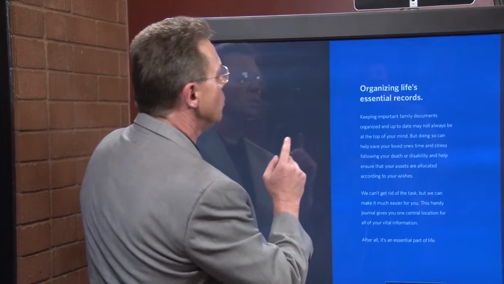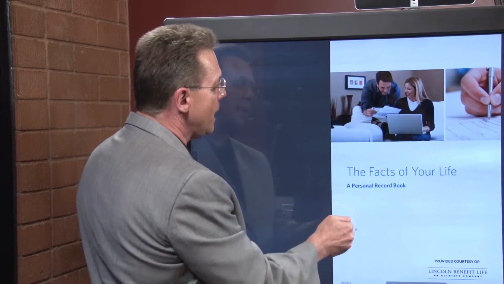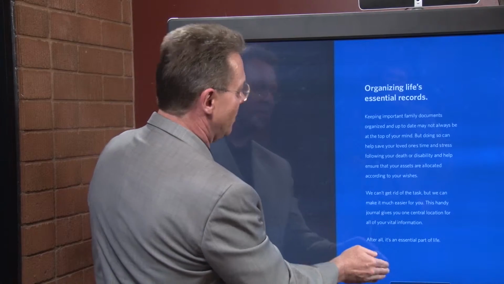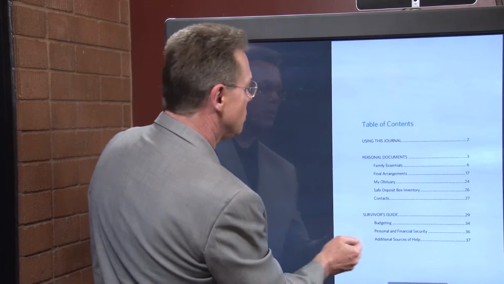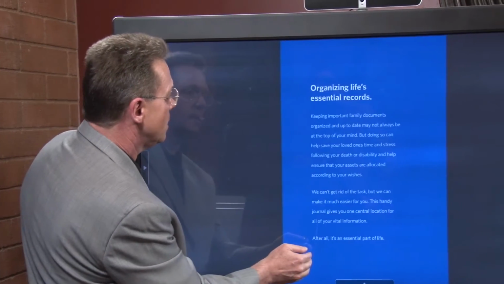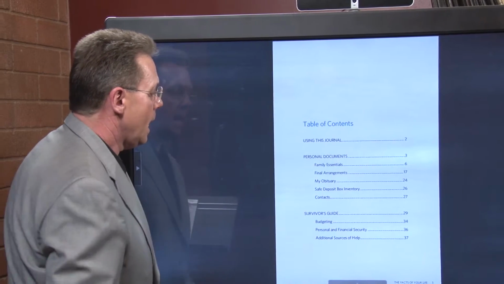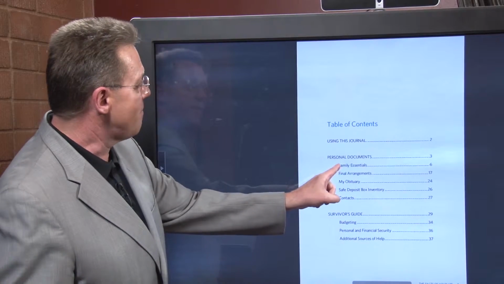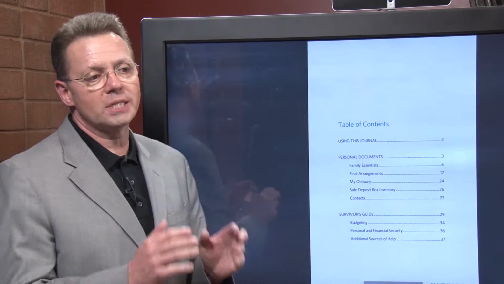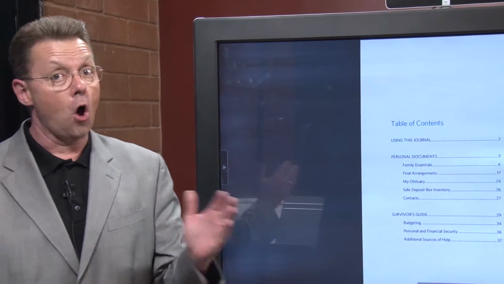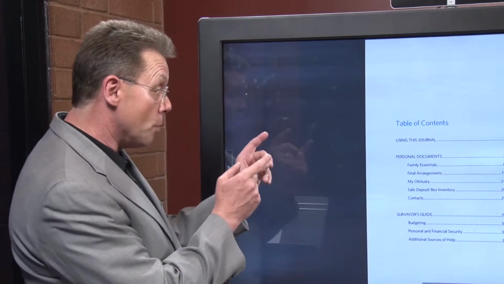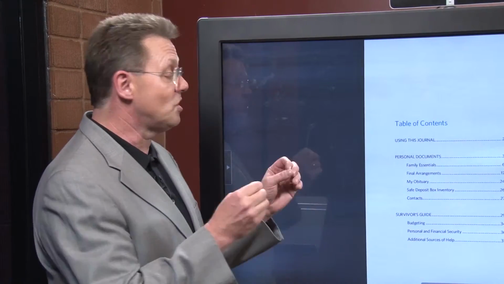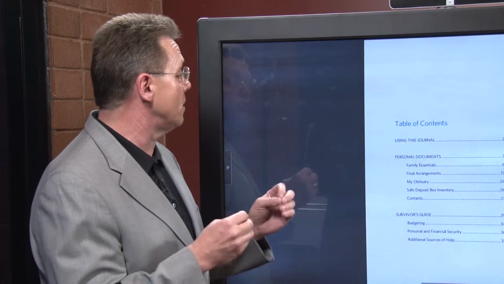And in this, you'll notice it has a complete, if I can get to it, here's part of the table of contents. And all it does is list how to use this as a journal, family essentials, your personal documents. That means policies, all policies that you have need to be in your personal document file. It's essential documents, things that you're going to use all the time.